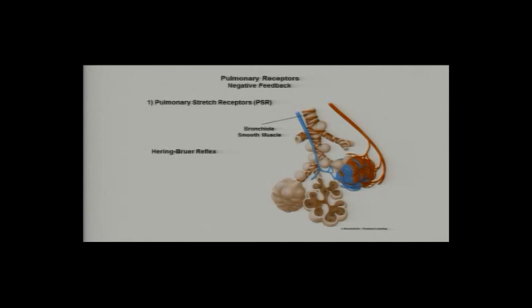And the irritant receptors, they sense the presence of inhaled irritating substances, like ammonia, like smoke. And the irritant receptors are trying to protect the lungs from chemical injury.